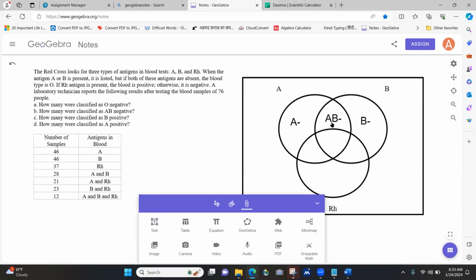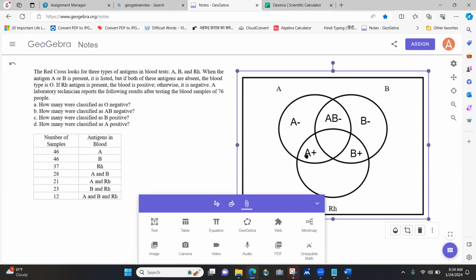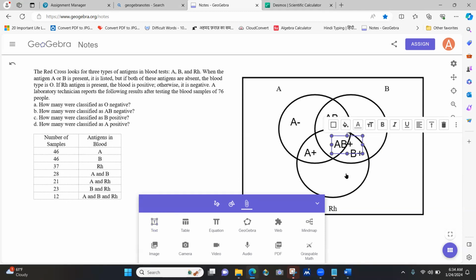So we call it AB negative. This is A negative. This is B negative. You have to understand the parts of your Venn diagram. This one is going to be A positive because it's in the A circle and the rhesus circle together simultaneously. For the same reason, this is going to be B positive. You can guess the center should be AB positive because it belongs to all three circles.